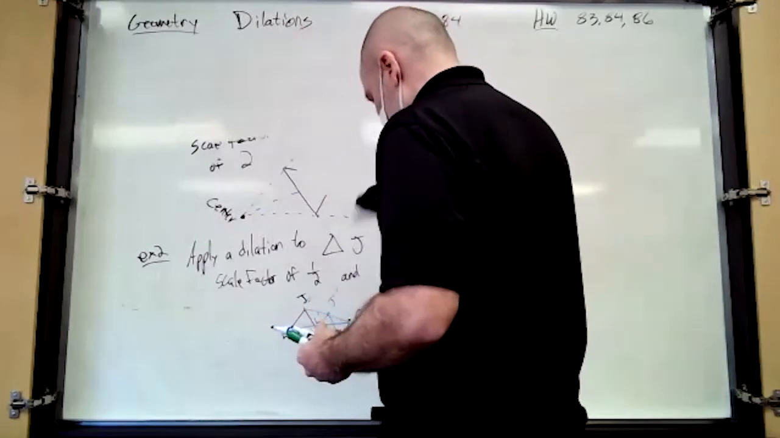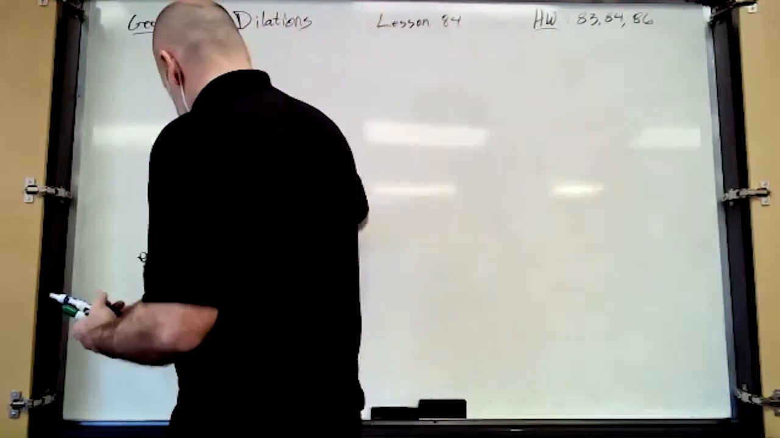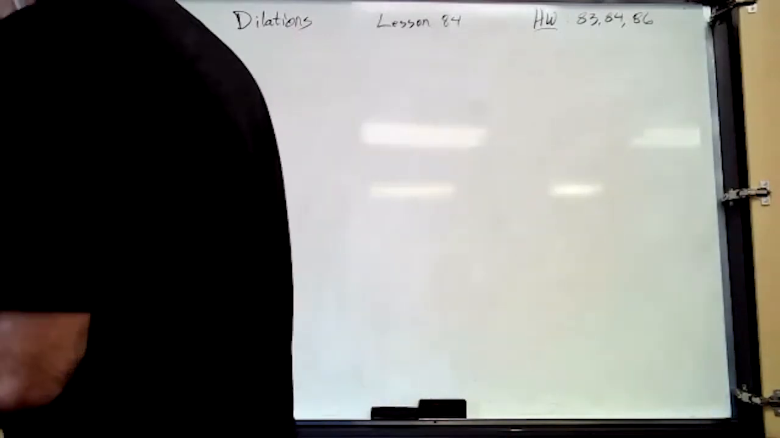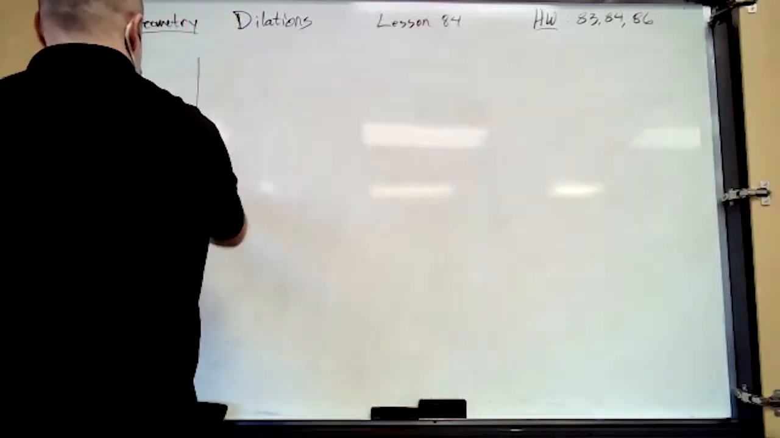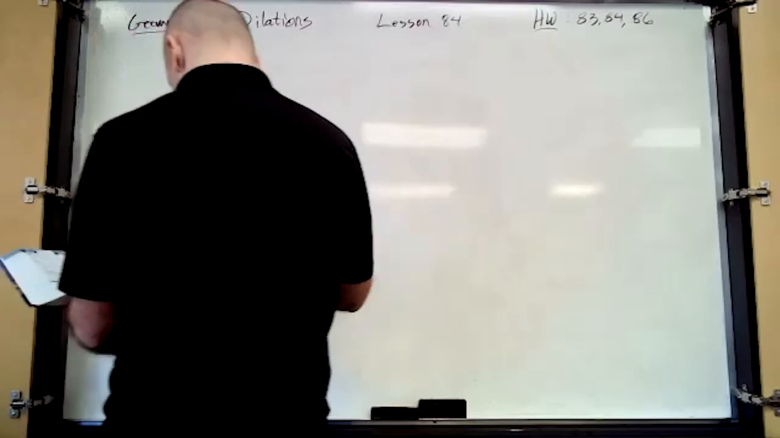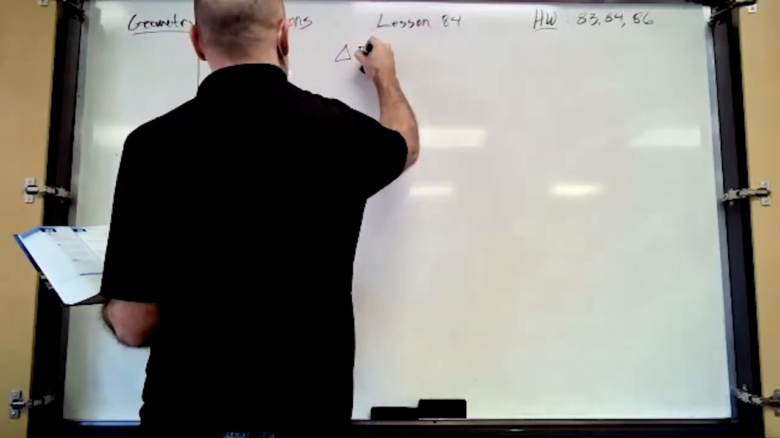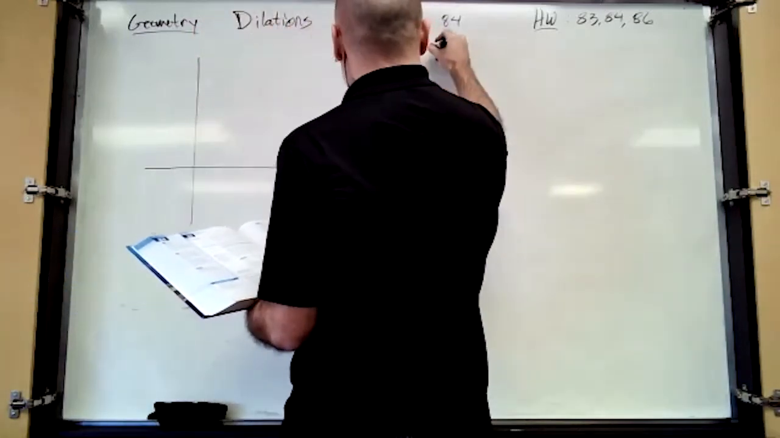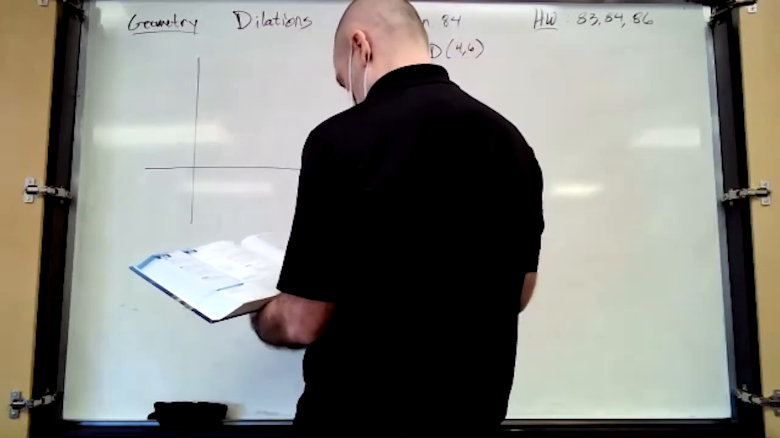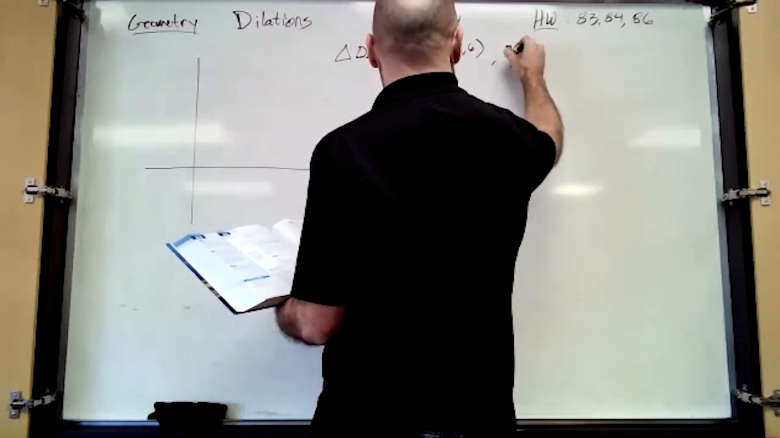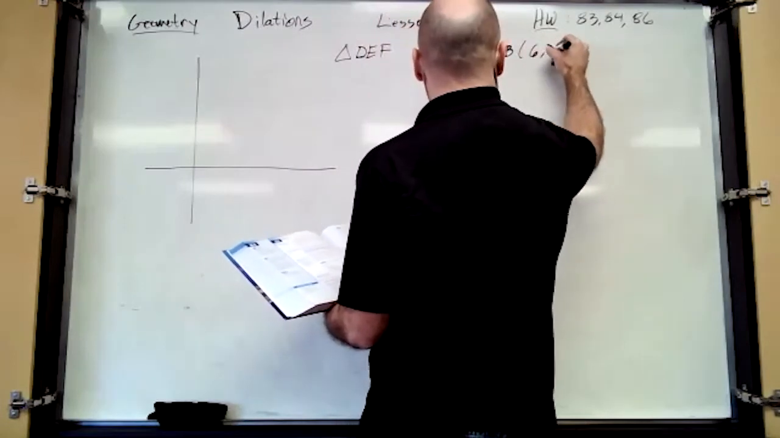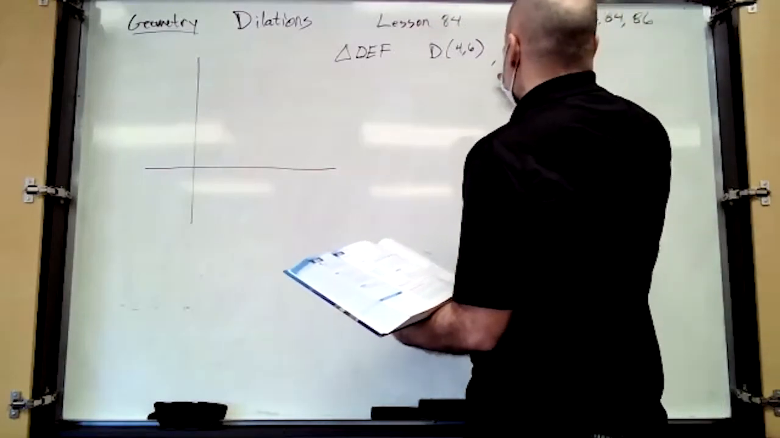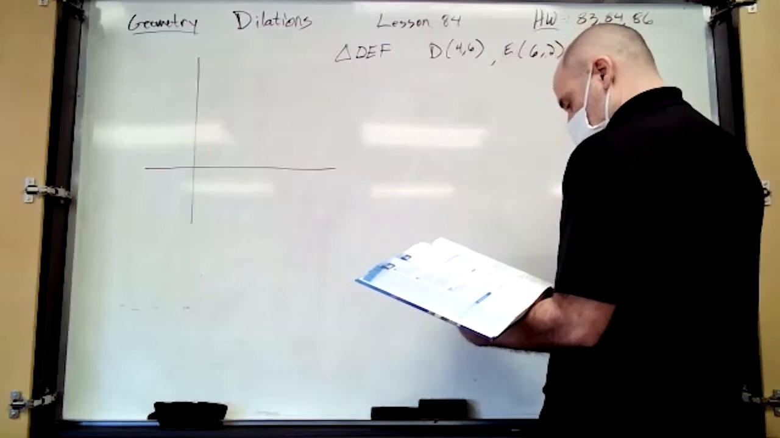This example is doing this on a coordinate plane. So they're going to give you the coordinates, and you have to dilate it and give the new coordinates. Okay? So we're going to apply a transformation. So triangle DEF has vertices at D at 4, 6, E at 6, 2, and F at 2, 4.